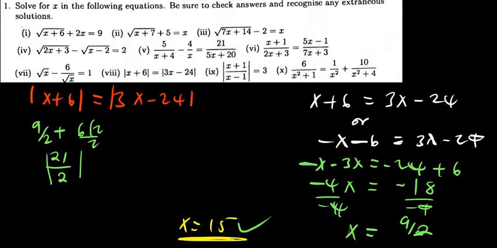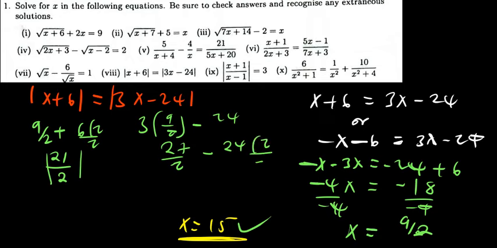Let's see that side. 3, then you have got 9 over 2 minus 24. So 3 times 9 over 2 is 27 over 2 minus 24. So 24 is the same as you put 2 over 2, which is going to be 48. Now you have got 27 divided by 2 minus 48 divided by 2.